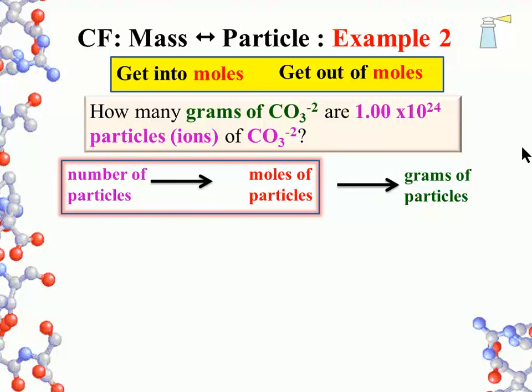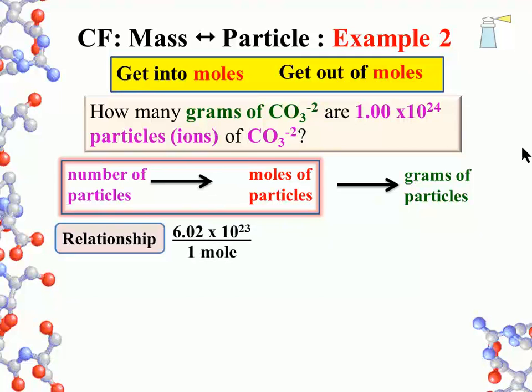Starting with the first conversion. Identify the type of conversion. It is number of particles going into moles. What is the relationship between number of particles and moles of particles? Yes, the definition of the mole. 1 mole is the number 6.02 times 10 to the 23rd.